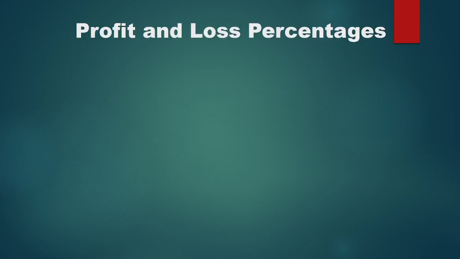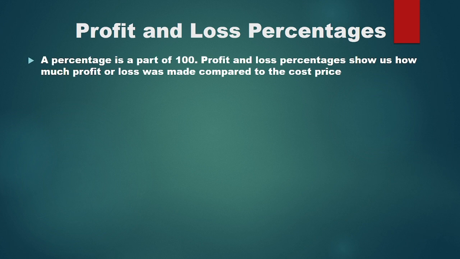So let's go into profit and loss percentage. The percentage is obviously a part of 100, that is, taking something out of 100. Profit and loss percentage shows us how much profit or loss was made compared to the cost price. So when you're told to find profit or loss percentage, you're simply being told to compare your profit or your loss with the cost price.